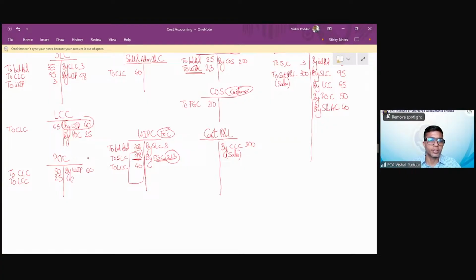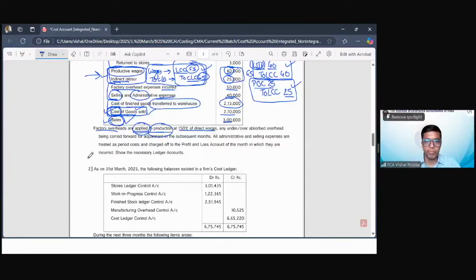How did I get this 60? It is 40, which is the direct wages, multiplied by 150%. So here the amount is getting charged. So overhead getting charged to my WIP is 60. Now, with this, all transactions are over.